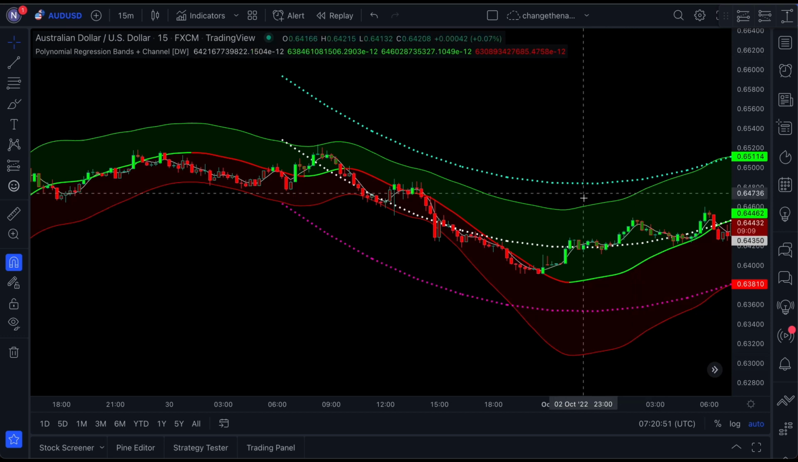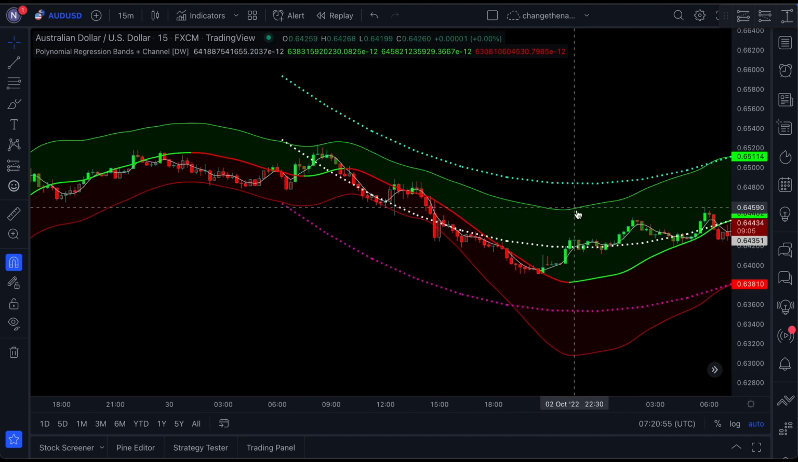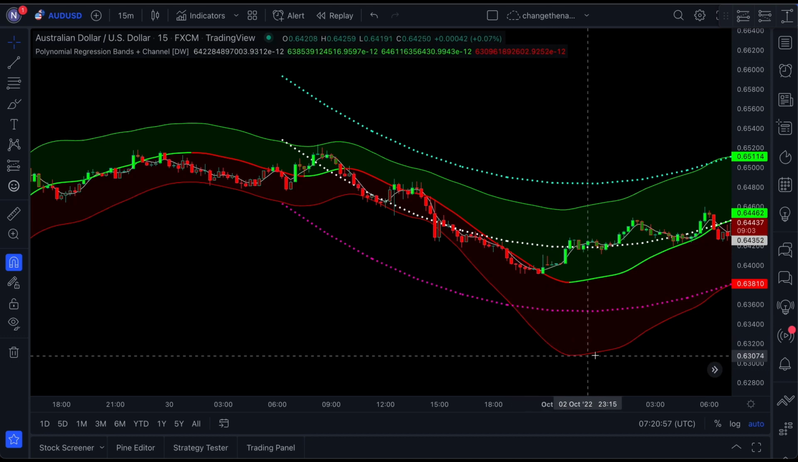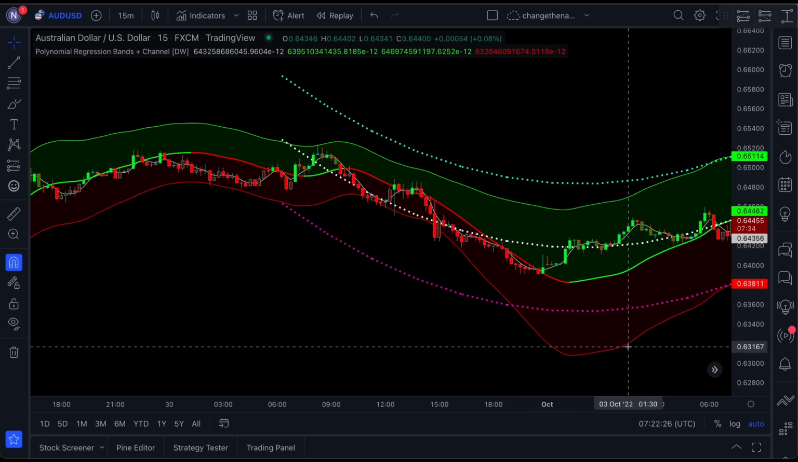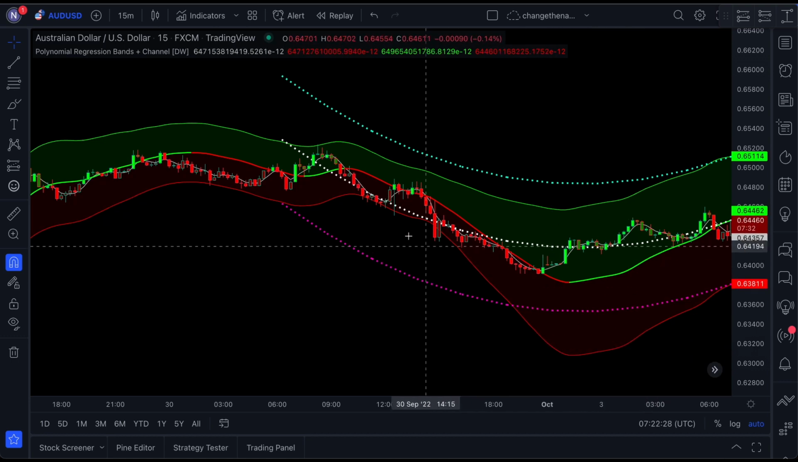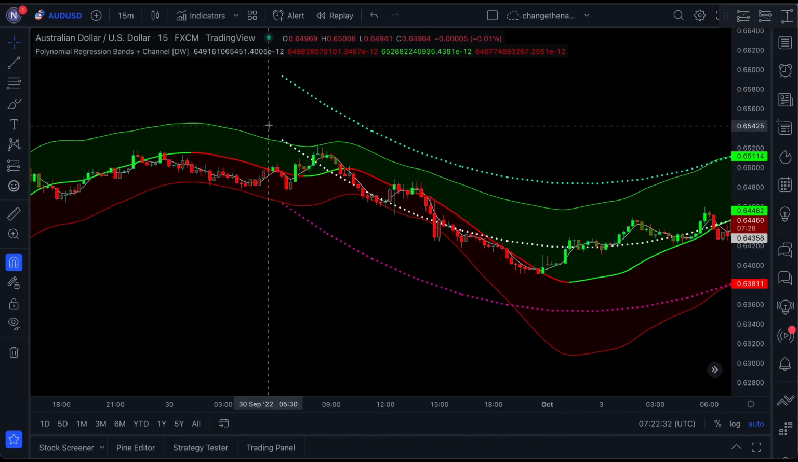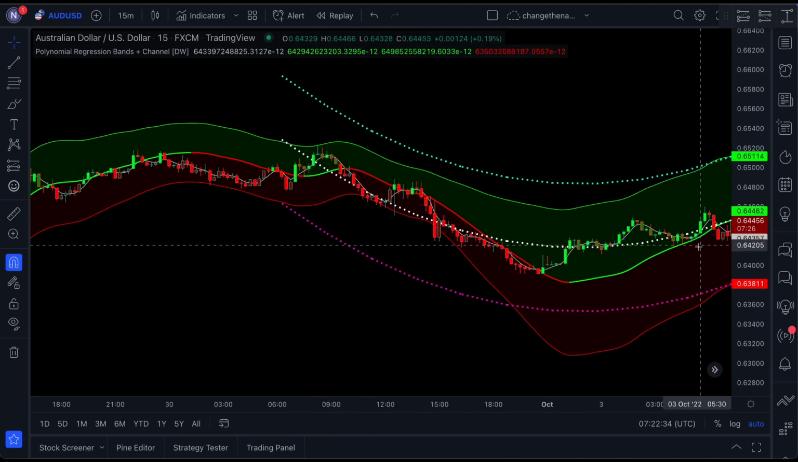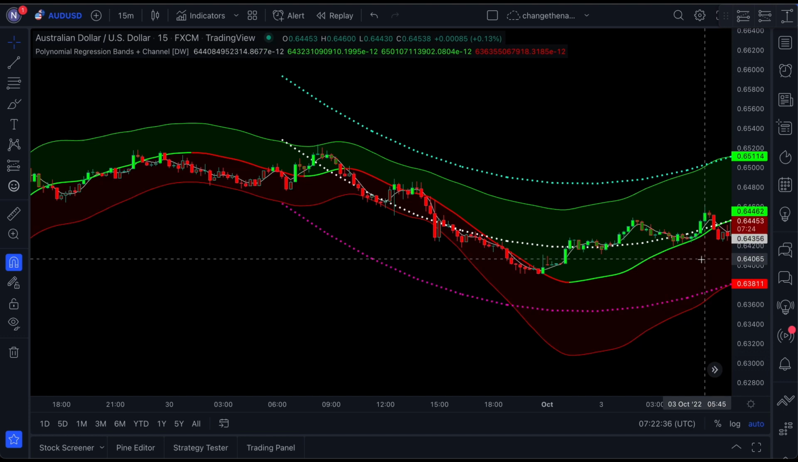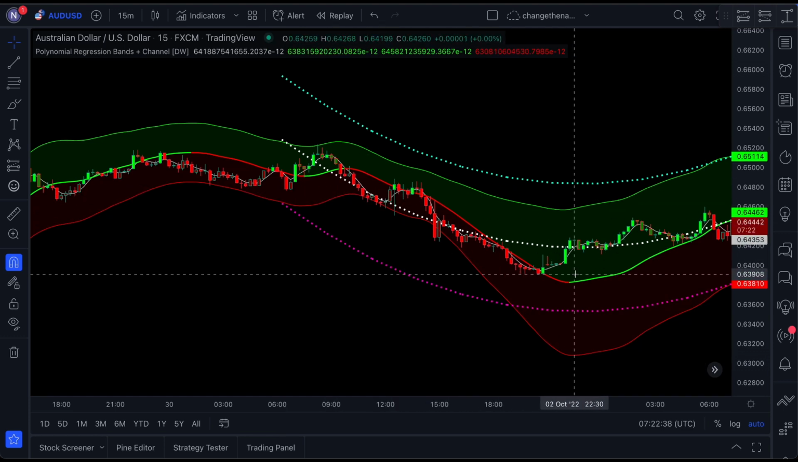It has 3 different parts, which are a linear regression line, which is this middle line here, the upper channel line here, and the final part is the lower channel line down here. So, unlike the polynomial regression line, a linear regression is a straight line that best fits the prices between a starting price point and an end price point. Both of these indicators are used to determine the overall trend direction.